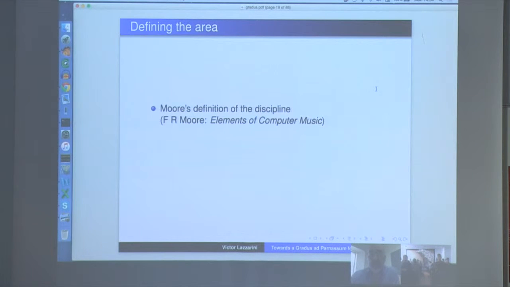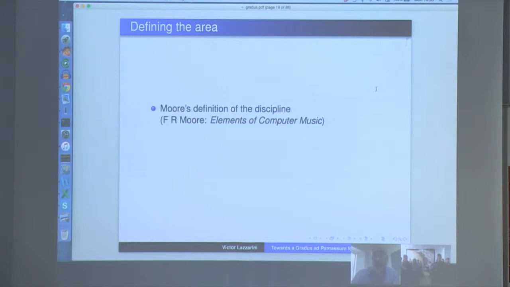So I'm going to look at two attempts. I selected two. I mean, there are more than two attempts, of course, of trying to define the area. But I've selected two because of their significance, and also because of the complementarity and different ways of going about defining the ideas that are involved in computer music.